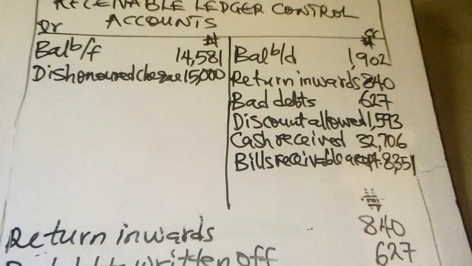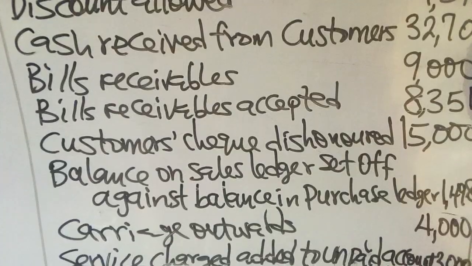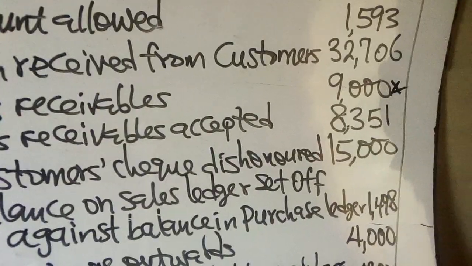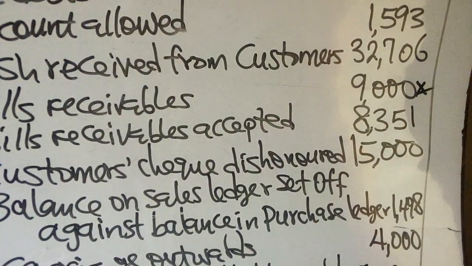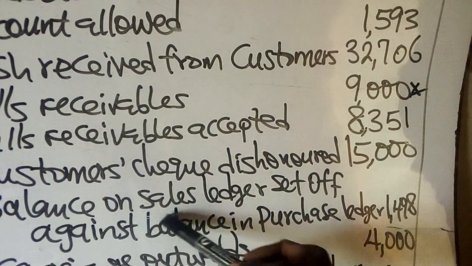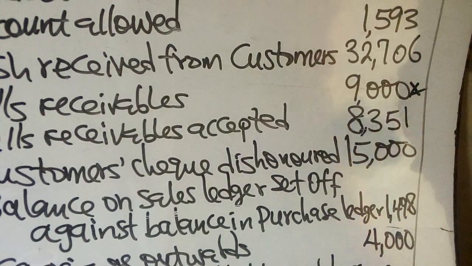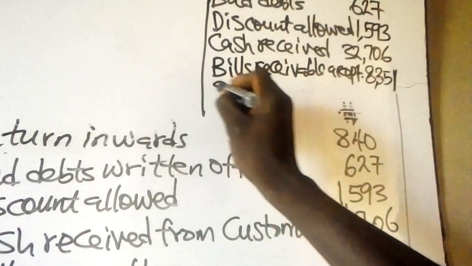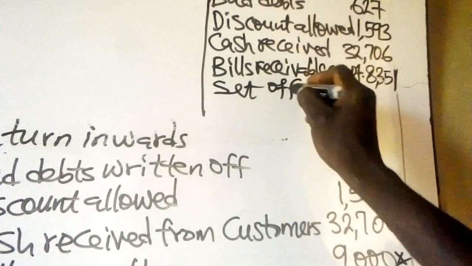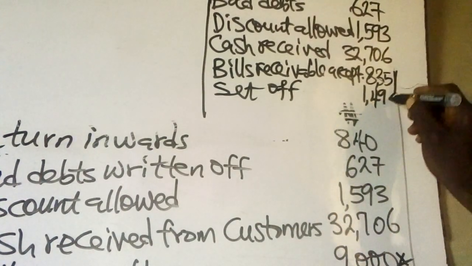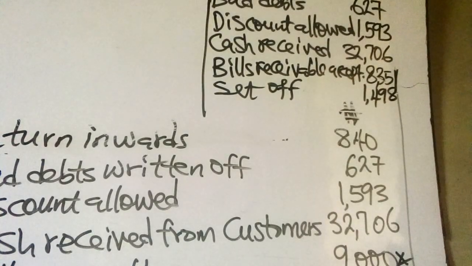Then the next item is balance on sales ledger set off against balance in purchase ledger. We have a set off of 1,498. Since you were not told whether it is a debit or credit balance in the sales ledger, you know that it is a debit balance. So a debit balance, you are going to put on the credit side. So we have set off, and that amounted to 1,498.